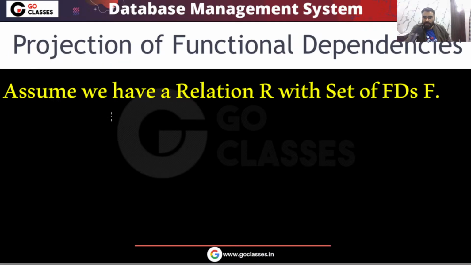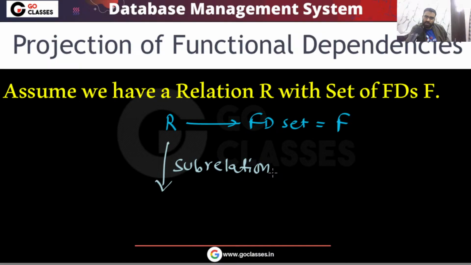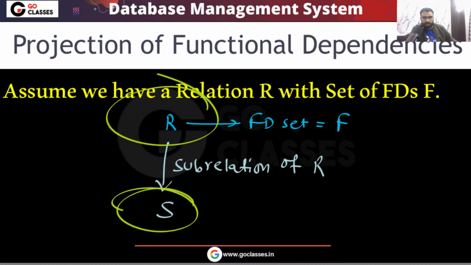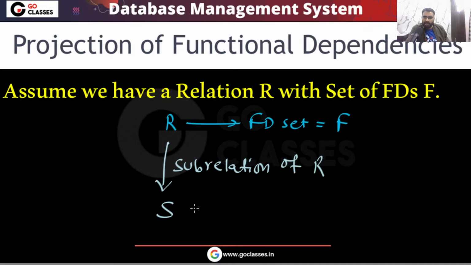When I say projection of functional dependencies, what it means: you have the original relation R, or I can say the database, with set of functional dependencies F. So this relation R has FD set F. These are the functional dependencies that hold on the relation R. Now what we are doing, we are taking a subrelation of R. Let's assume that this S is a subrelation of R, means all the attributes of S are in R. You can see the attributes of S are a subset of attributes of R. So this is the subrelation of R. Now we want to find out which functional dependencies will hold on S. We want to find out the FD set of S.